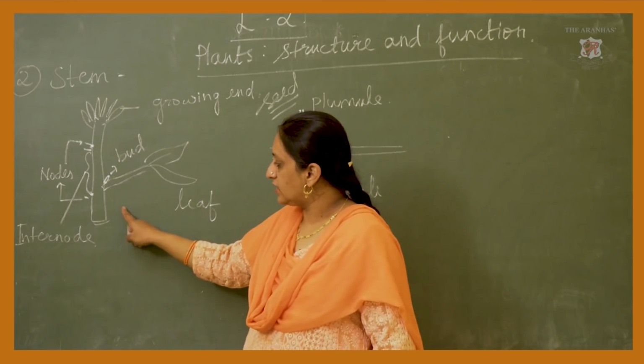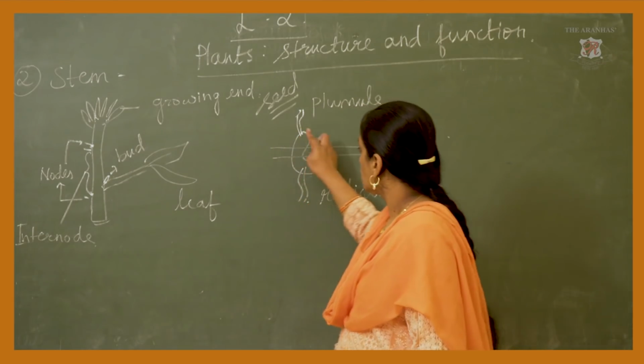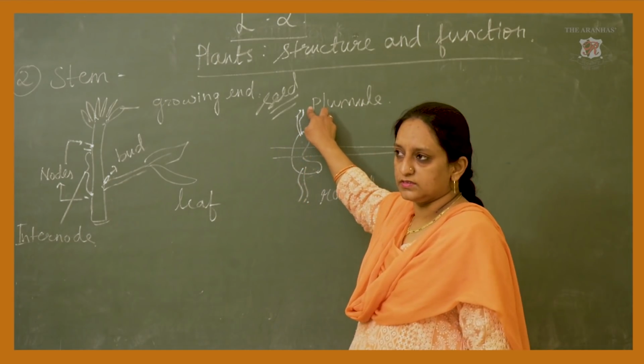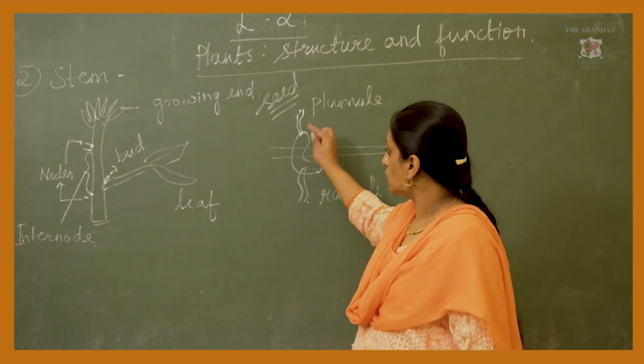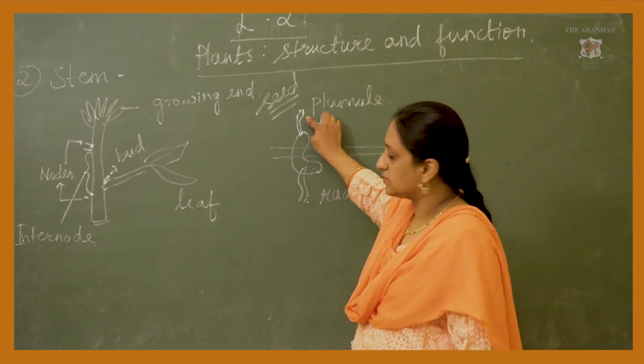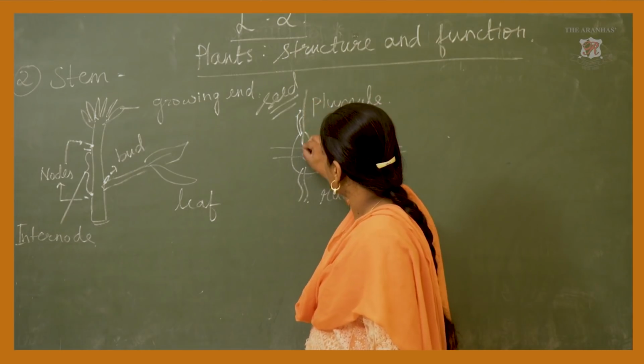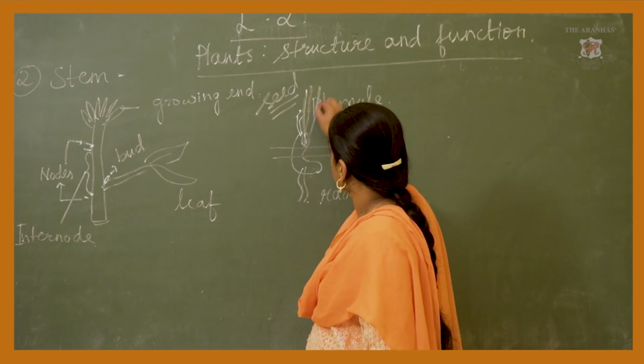So, the stem which we have started studying now grows from the plumule part of the seed, because the stem grows above the soil. So, the plumule starts growing from the seed. From this plumule the stem will start developing.